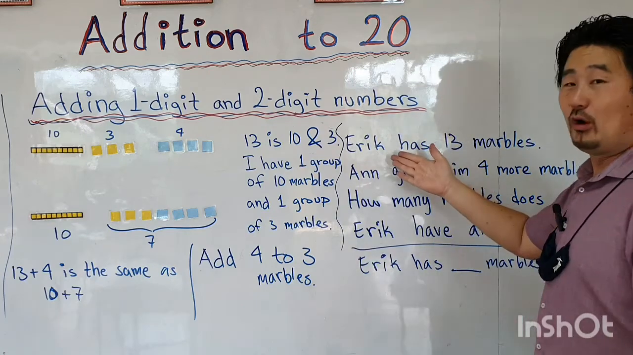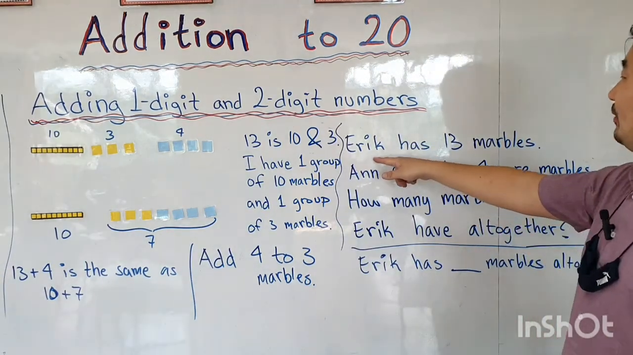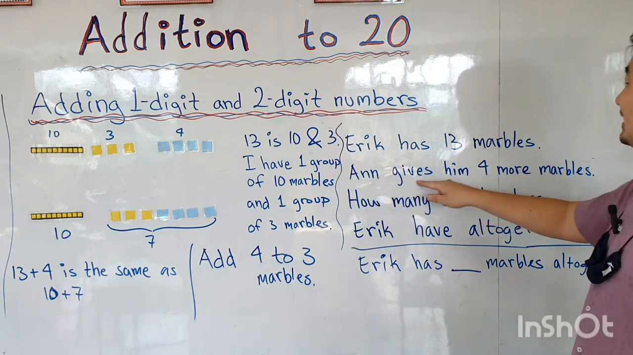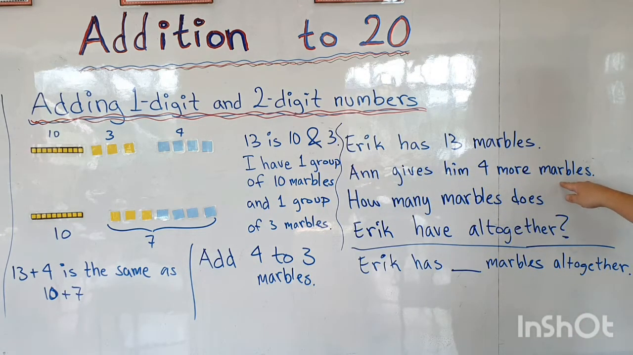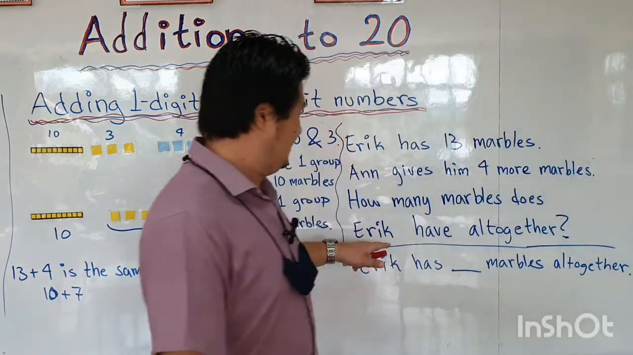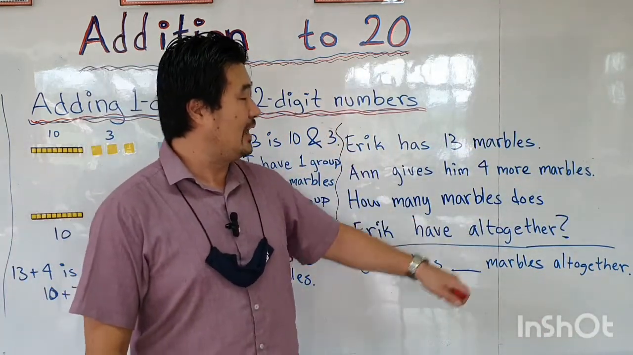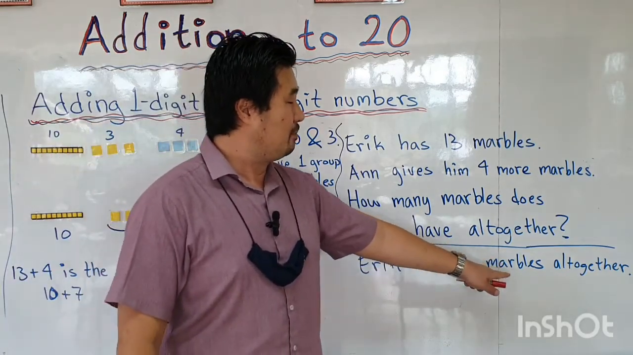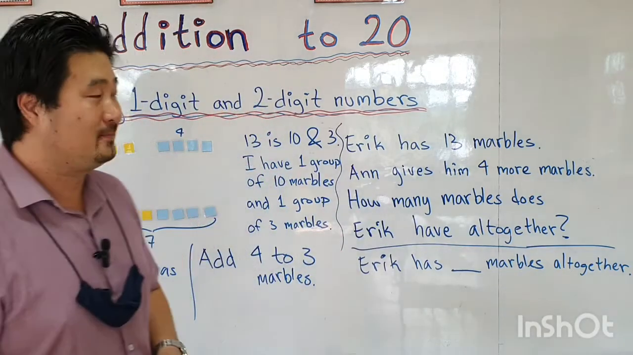So I have a problem here. Eric has 13 marbles and is given 4 more marbles. How many marbles does Eric have altogether? Answer: Eric has marbles altogether.